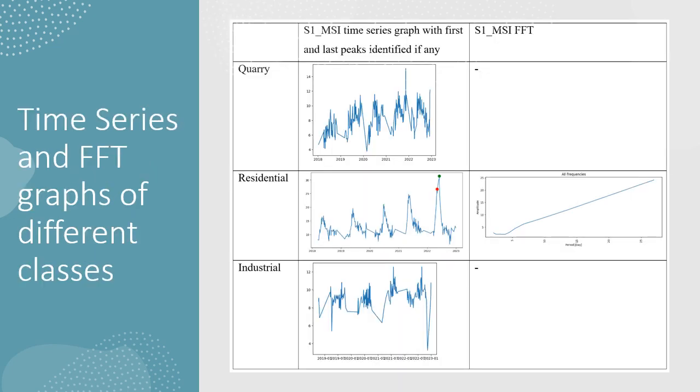A meaningful FFT graph is only produced if the peaks of the graph are identified and if the cropped graph is periodic. Since the threshold value to identify peaks was set to 25, peaks are not identified for quarry and industrial, giving no FFT graphs. The same goes for heath in the next slide. Even though peaks are identified for residential area, they're too close to each other, so seasonality is not identified.